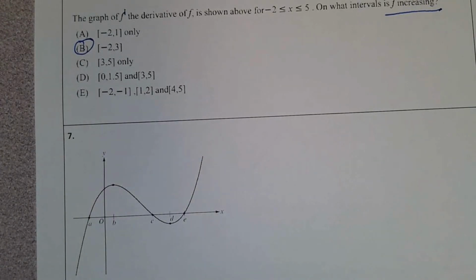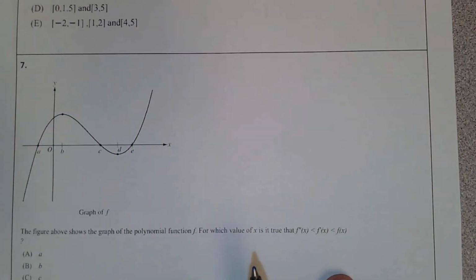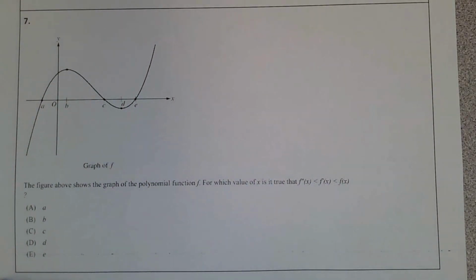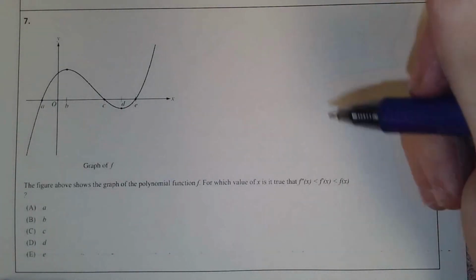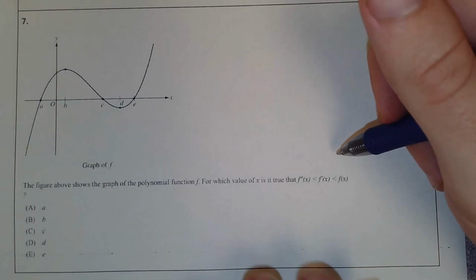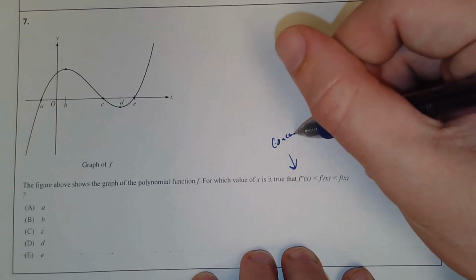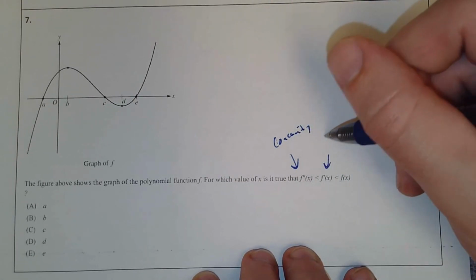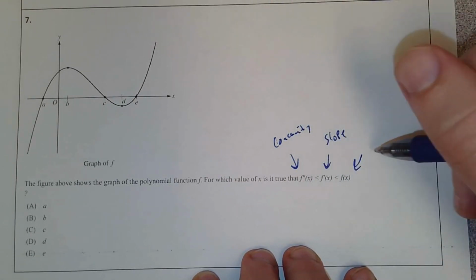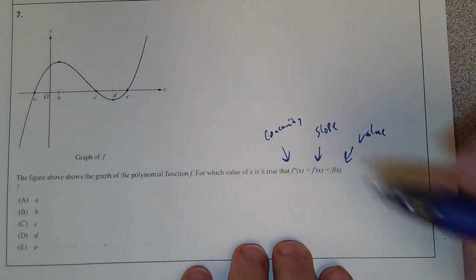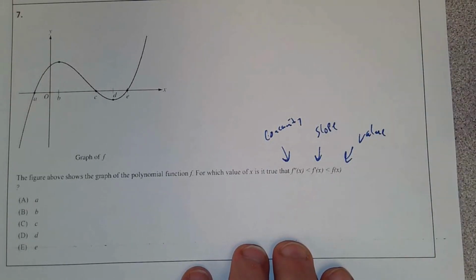7. The figure above shows the graph of a polynomial function. Let me make sure that's centered. The figure above shows the graph of the polynomial function f. For which values of x is it true that the second derivative is less than the first derivative, which is less than the value? Okay, so this is just a reminder, this is concavity, this is slope, and this is the value. So these always are kind of the same thing. They're not specific numbers, they're positive or negative.